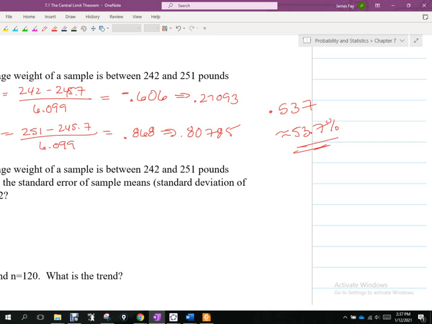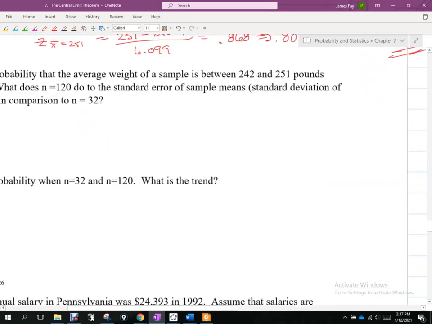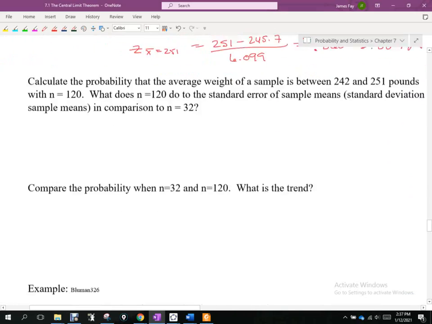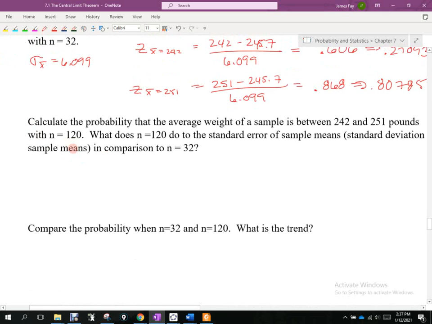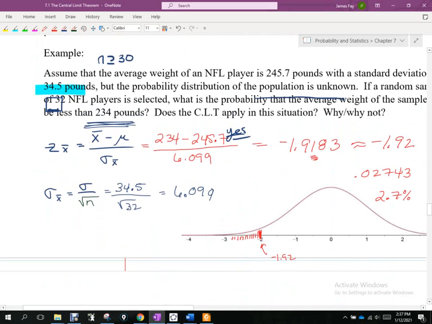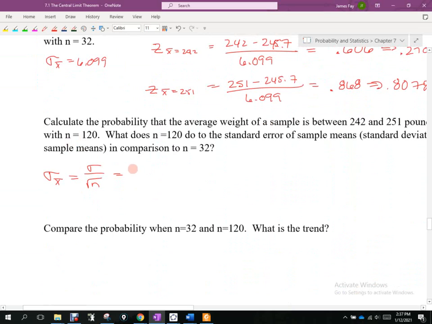Now what I would like you to do is the exact same thing, but instead of using N to be 32, let's use N to be 120. Okay, so now the only thing that changes is sigma sub x bar, the standard error of the mean. So remember it's sigma divided by radical N. Sigma for us was 34.5 pounds, the standard deviation of the population, and we're going to divide that by radical 120.